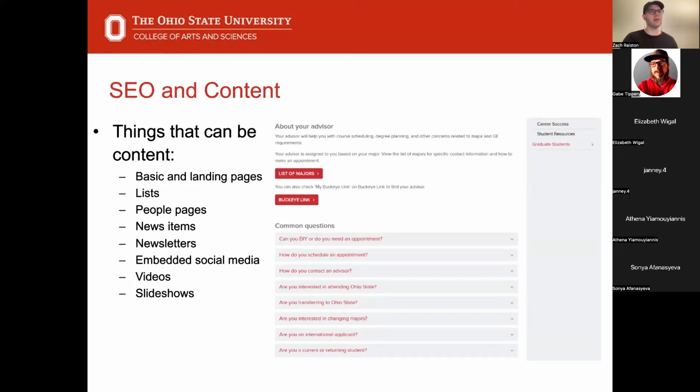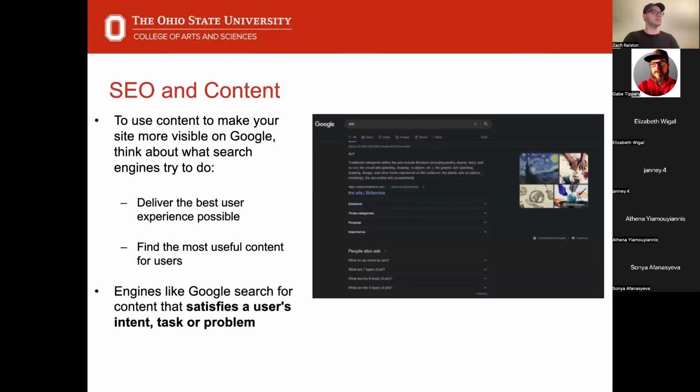And it's more likely to end up in a lower ranking than other websites that are competing for that same traffic, especially when it comes to online universities too. Essentially, the goal of Google and other platforms like Google is to deliver the best user experience possible and to find the most useful content for users.